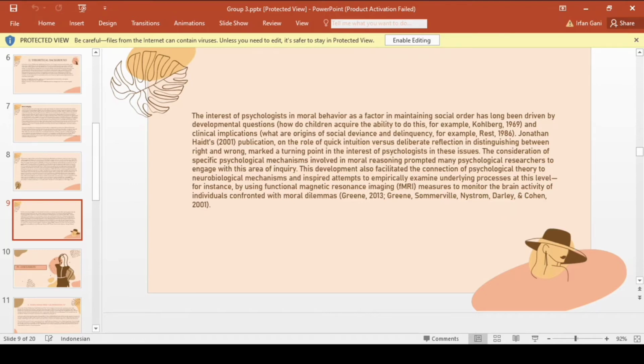The consideration of specific psychological mechanisms involved in moral reasoning prompted many psychological researchers to engage with this area of inquiry. The development also facilitated the connection of psychological theory to neurobiological mechanisms and inspired attempts to empirically examine underlying processes at this level. For instance, by using functional magnetic resonance imaging, or fMRI, to monitor the brain activity of individuals confronted with moral dilemmas.